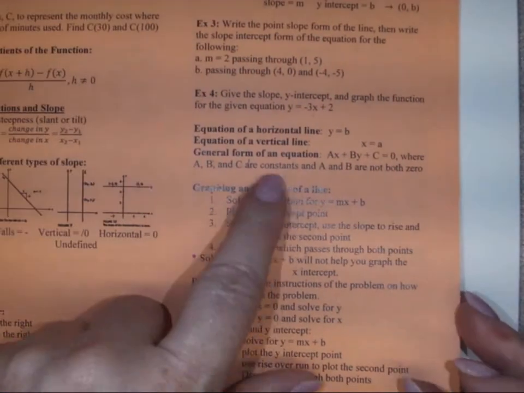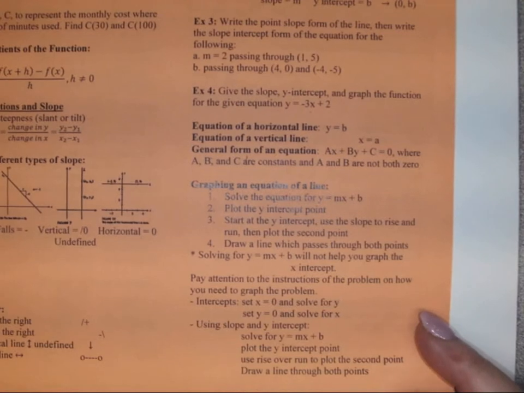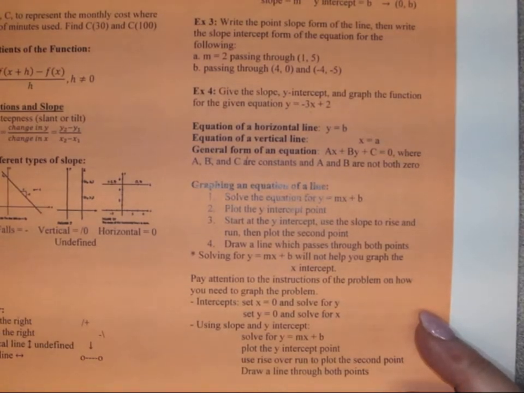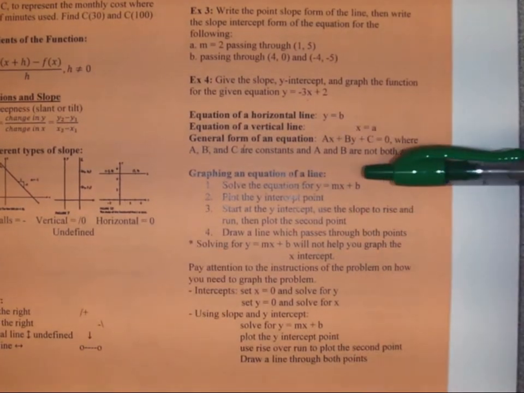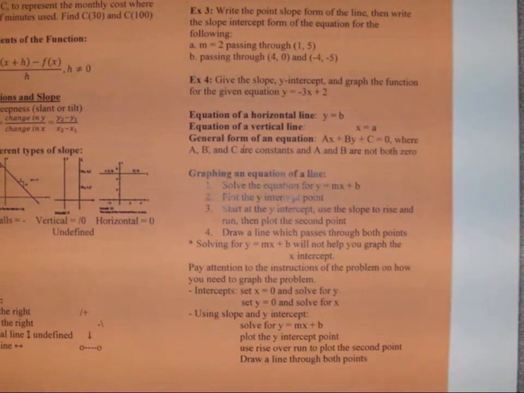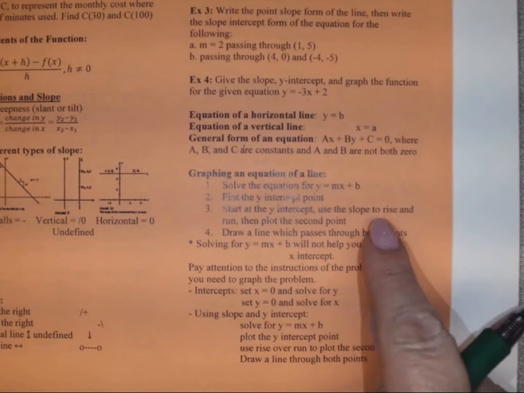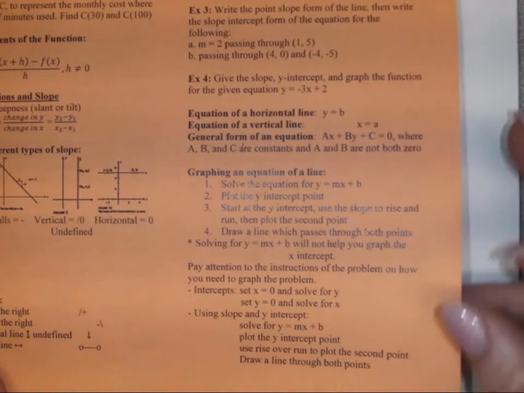All right, the general form of an equation is ax plus by plus c equal to 0. A, b, and c are constants, and a and b are not both 0. To graph an equation of a line, you want to solve the equation for y equals mx plus b, plot your intercept, start at the y-intercept, use the slope to rise and run, then plot the second point. Draw your line, which passes through both points.